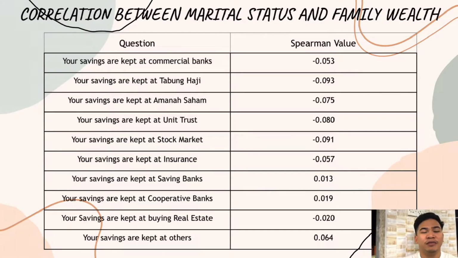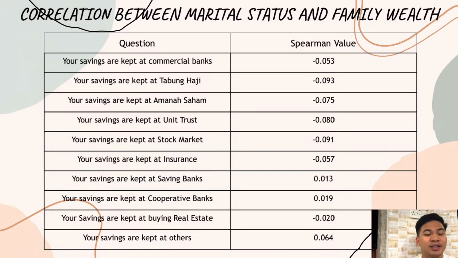Moving to the savings that are kept at Amanah Saham, with the Spearman value negative 0.075, show weak negative interaction. The same goes for unit trust, stock market and insurance with Spearman values negative 0.0880, negative 0.091 and negative 0.057. That means negative interaction.